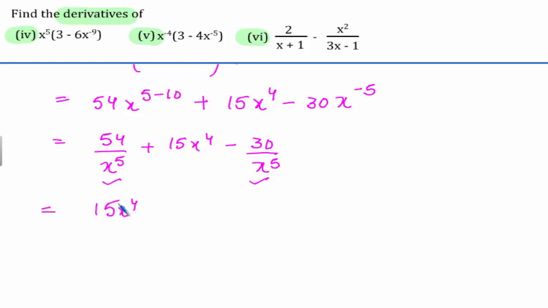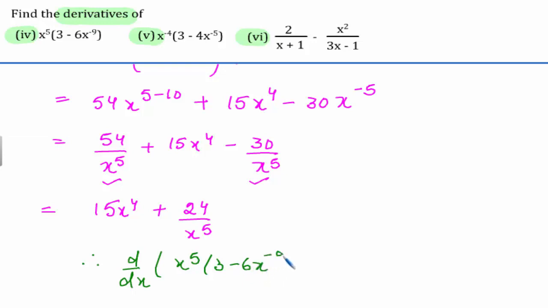derivative of the first function, that is x raised to the power 5 into 3 minus 6 times x raised to the power minus 9, is 15 x raised to the power 4 plus 24 divided by x raised to the power 5. Now let us find the derivative of the fourth part. Let us define the given function by h(x).